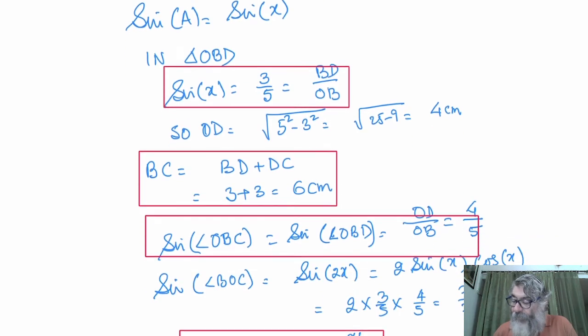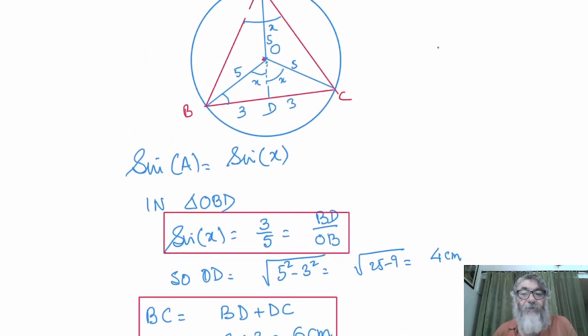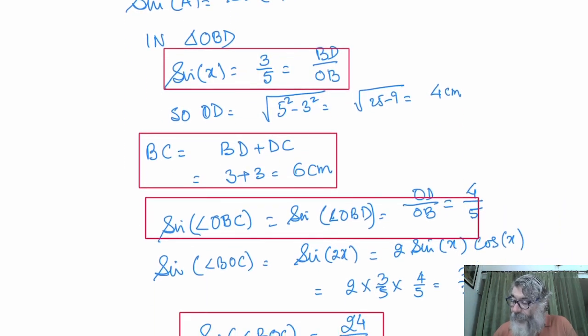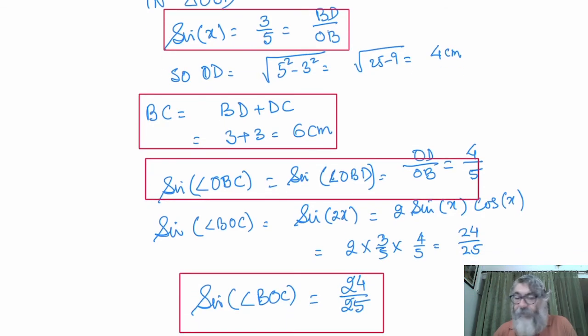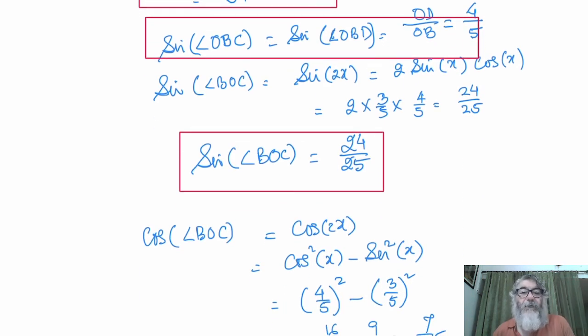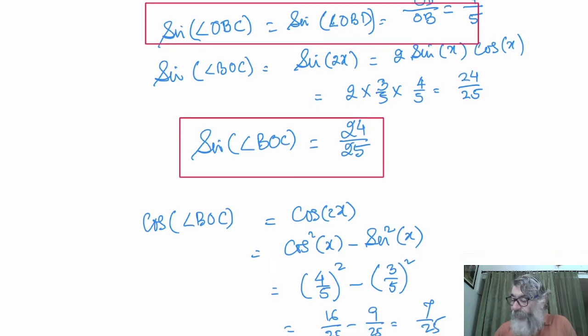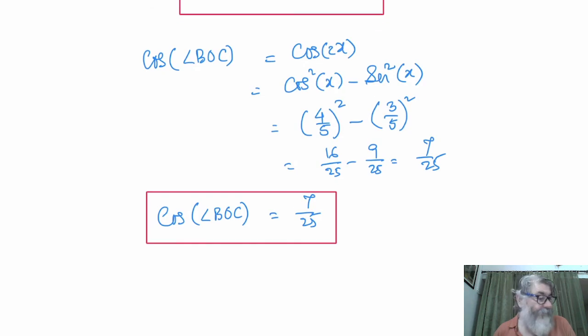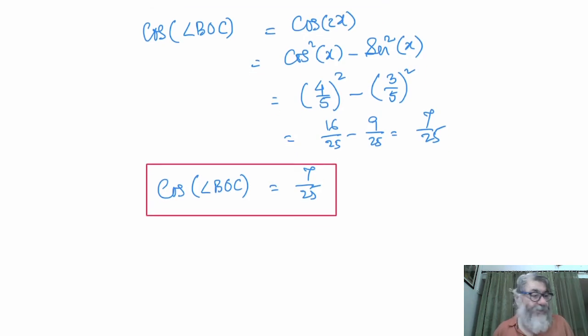Then we wanted to calculate sine of angle BOC, which is sine of 2x. Sine of 2x is 2 sine x cos x. The value of sine x is 3 upon 5. The value of cos x is 4 upon 5. And when we multiplied, we got 24 upon 25. Now cos of angle BOC, again it is cos of 2x. The value for cos 2x is cos square x minus sine square x, which is 4 upon 5 whole square minus 3 upon 5 whole square, 16 upon 25 minus 9 upon 25, which gave me 7 upon 25.